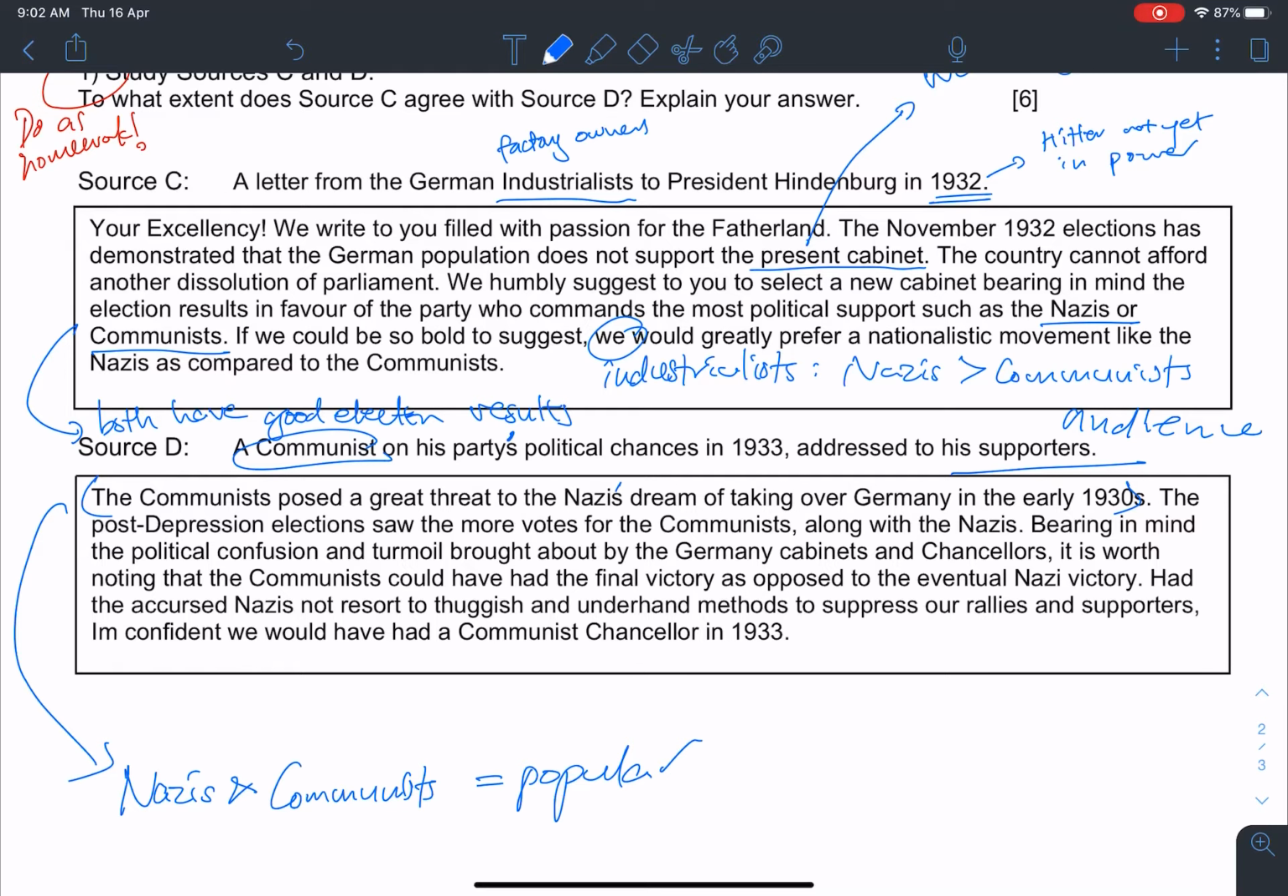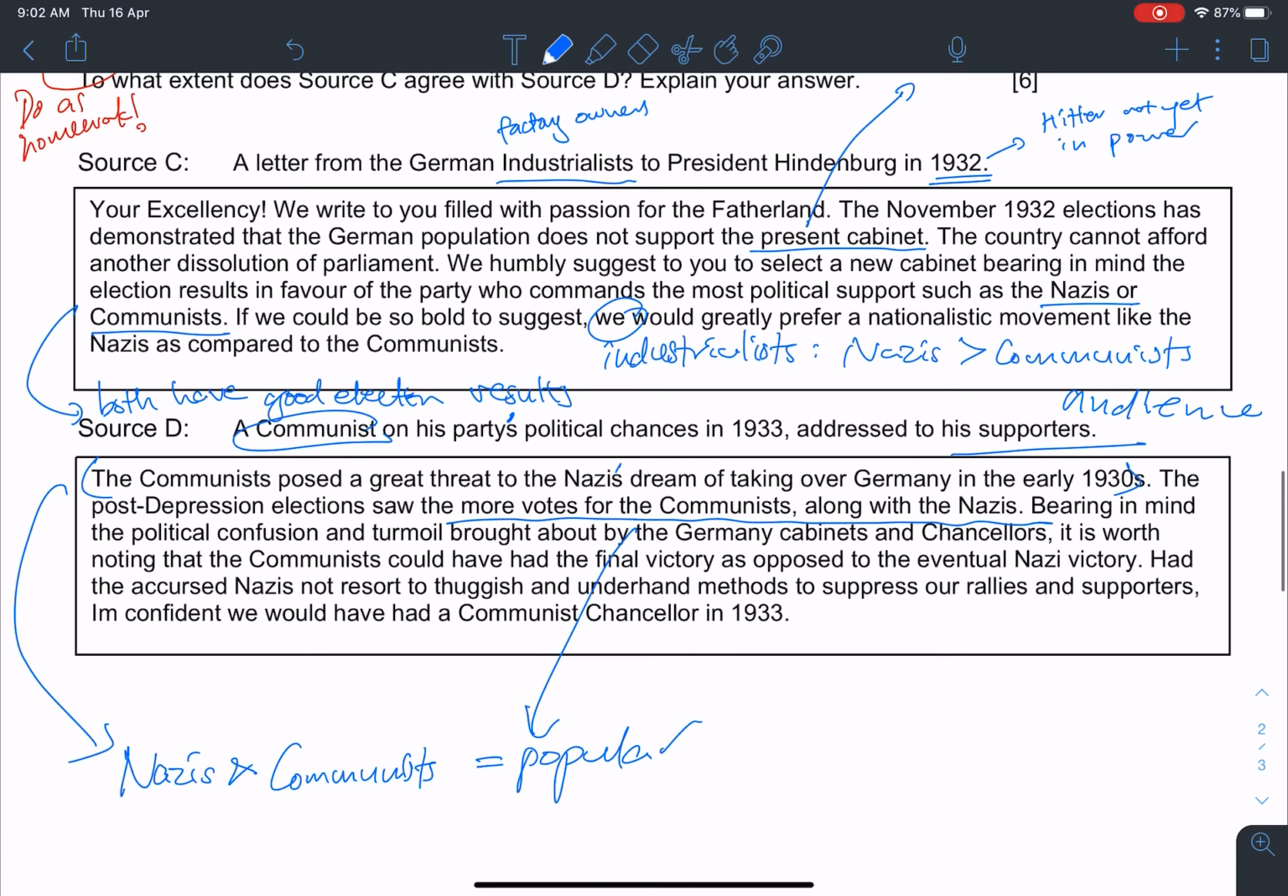The post-depression election showed more votes for communists along with the Nazis. Okay, it shows the same thing. Bearing in mind political confusion and turmoil brought about by the German cabinets and chancellors, it is worth noting that the communists could have had the final victory as opposed to the eventual Nazi victory. Okay, so the Nazis have won and the communists have lost. So this seems to be published after. Okay. And it says that the Nazis had resorted to thuggish and unhand... That means they use gangster tactics. Okay, so this is an opinion of the Nazis, right? And it's a bit salty, right? I am confident we would have had, which means they didn't.